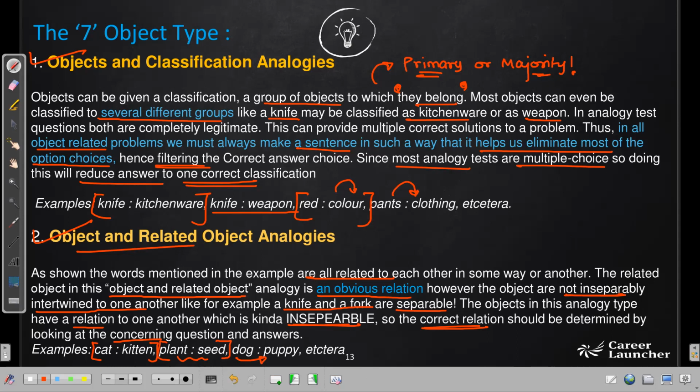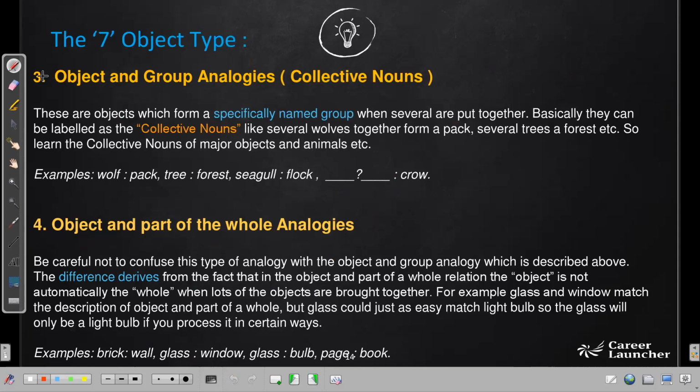That is an inseparable connection. So separable connection is objects that go together, that I've covered in the seventh one. Objects and group of analogies, I think collective nouns. Okay, so learn some collective nouns.